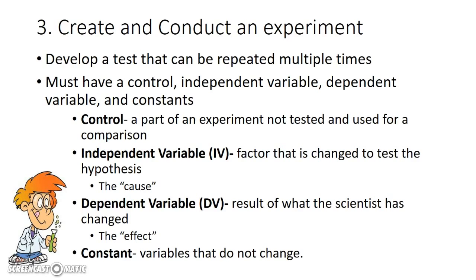The third step is to create and conduct an experiment. So you want to develop a test or an experiment that can be repeated multiple times. You have to have 4 things. You have to have a control, which is the part of an experiment not tested and used for a comparison. You have to have the independent variable, which is the factor that is changed to test the hypothesis, also known as the cause. The dependent variable, which is the results of what has changed, or the effect, and constants, which are variables that do not change.